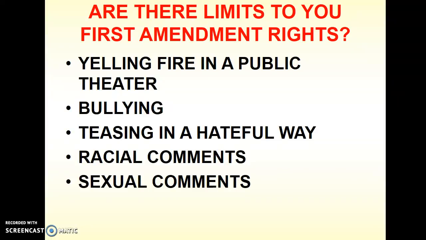Are there limits to your First Amendment rights? Yes, there are. Yelling fire in a public theater is not legal. Just think about the ramifications of doing that. If you were to yell it, think about that for just a moment. You randomly yell fire in a very packed theater. What are people going to do?